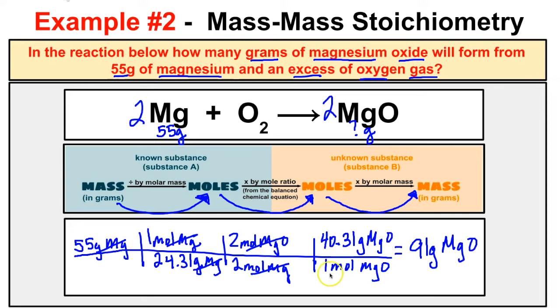Moles of magnesium oxide on top and bottom cancel, leaving us with grams of magnesium oxide, which is what we were trying to find. So if you have 55 grams of magnesium reacting with excess oxygen, it's going to end up producing 91 grams of magnesium oxide. Let's take a look at another problem.